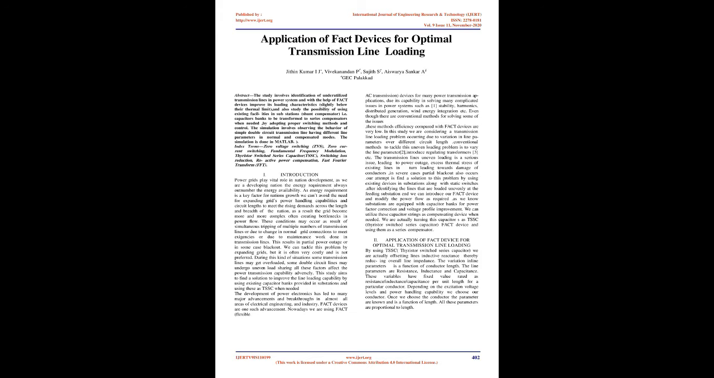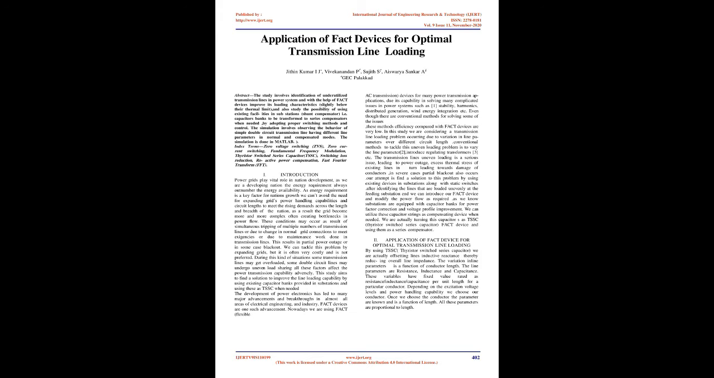This study aims to find a solution to improve the line loading capability by using existing capacitor banks provided in substations and using these as TSSC when needed. The development of power electronics has led to many major advancements and breakthroughs in almost all areas of electrical engineering and industry. FACT devices are one such advancement. Nowadays we are using FACT, flexible AC transmission, devices for many power transmission applications, due to their capability in solving many complicated issues in power systems such as stability, harmonics, distributed generation, wind energy integration, etc.